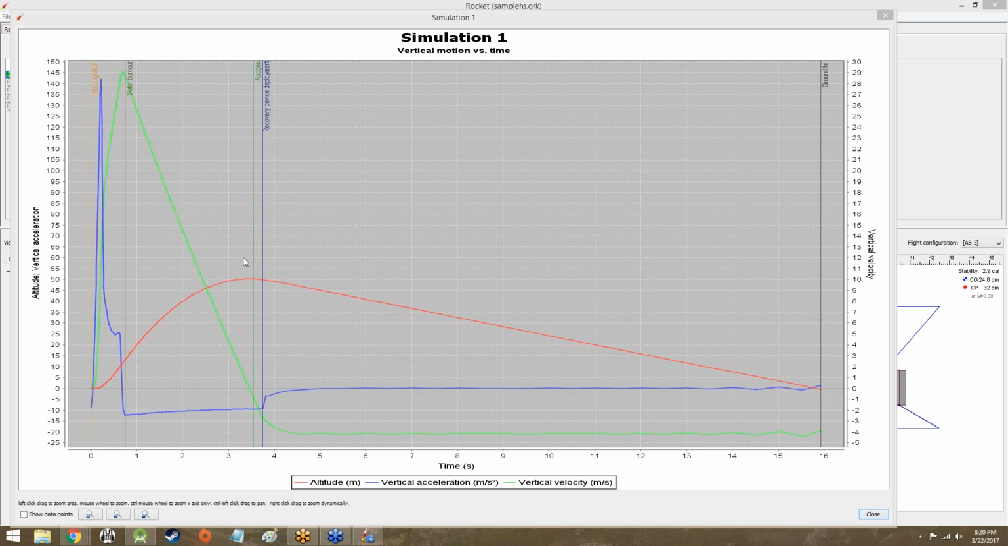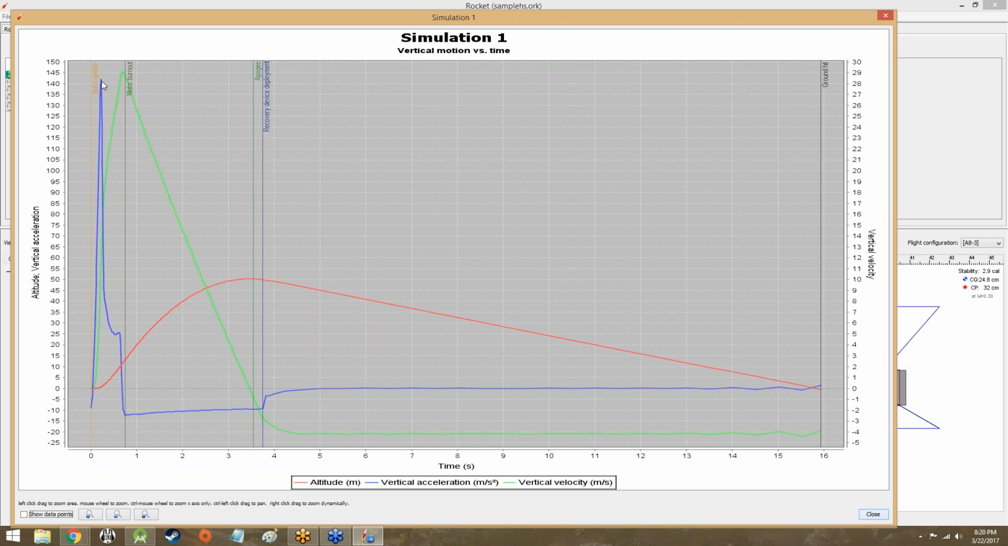Part of the problem that altitude is dealing with is it's on the same axis as vertical acceleration. And vertical acceleration goes up to, as you can see over here, about 142, 143 meters per second squared. Whereas the altitude is still going 50 meters up, which is almost 200 feet into the air, which is decent, to be sure. It just kind of pales in comparison to how fast the rocket is accelerating, excuse me, since they're both on the same axis.